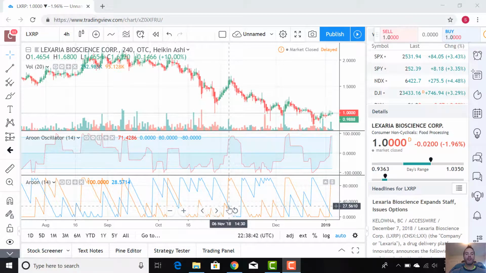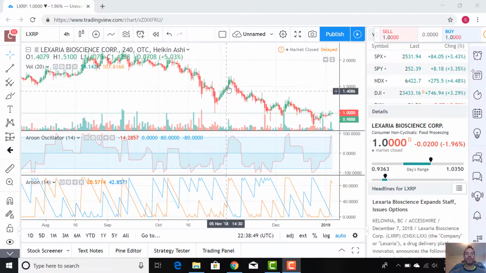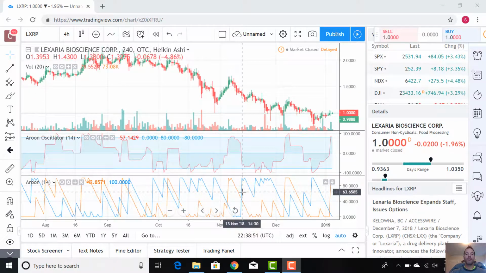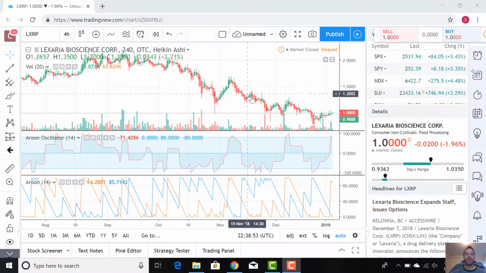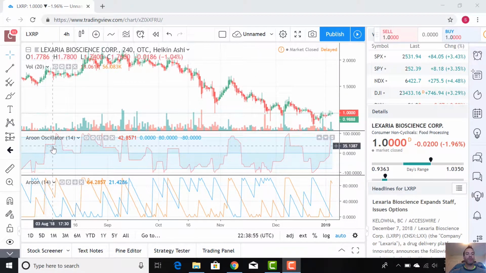And what we're watching for here are crosses, when the Aroon up crosses the Aroon down. When the Aroon up crosses, we would expect some increase in the price chart, and vice versa. When the down crosses, we would expect some down. I'm also showing the Aroon oscillator.